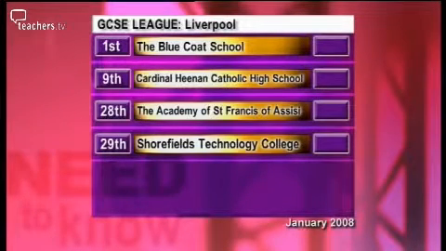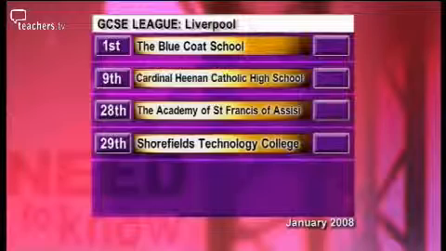Now, as you can see, the Blue Coat School, a selective grammar in Wavertree, is top of the table on the GCSE measure. Cardinal Heenan Catholic High School, a voluntary aided comprehensive, also does pretty well, coming in at number 9. At the other end of the table, we find St Francis of Assisi Academy in Kensington, one of Liverpool's most deprived areas. And finally comes Shawfields Technology College, 2 from the bottom, at number 29.